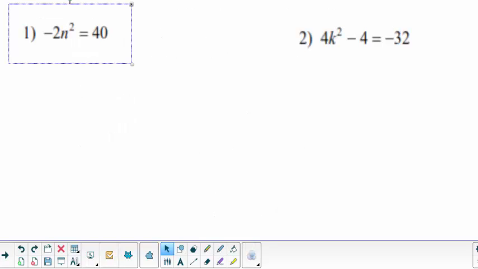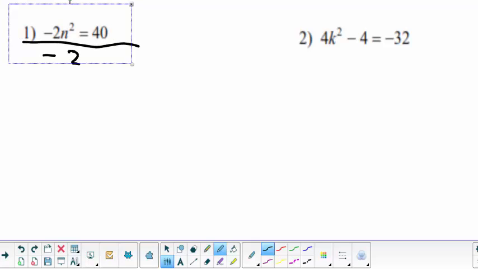All right, so here's a couple examples. If you think back to our quadratic chapter, notice these quadratics do not have a b value. Their b value is 0. So the square root property would be the best method to solve these. So let's go through and figure out how we can do this. With this one, we want to get the n squared by itself. So we're going to divide both sides by -2. And when we divide both sides by -2, we end up with n squared equals -20.